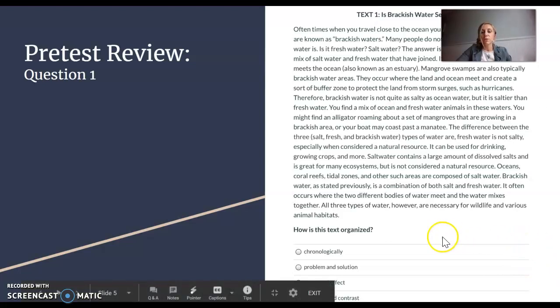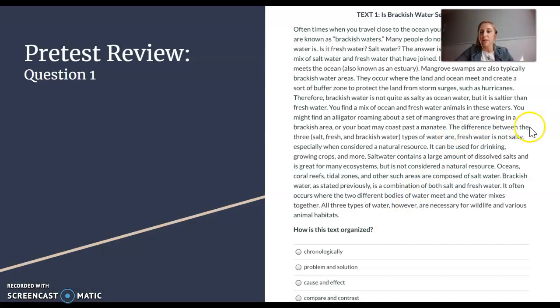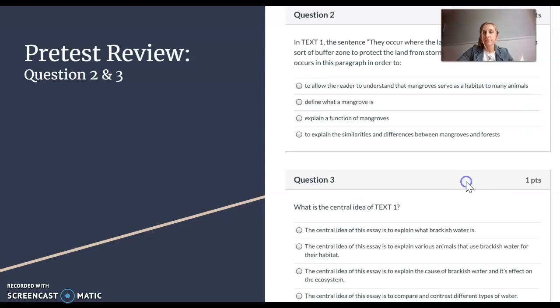Okay, so this one, it was about brackish water, seawater. It says, how is this text organized? If you notice right here, this sentence says the difference between the 3, salt, fresh, and brackish water. So you know right there that you're comparing the 3 types of water, right? That is therefore a compare and contrast. That would have been the correct answer there. Okay, question 2 and 3.